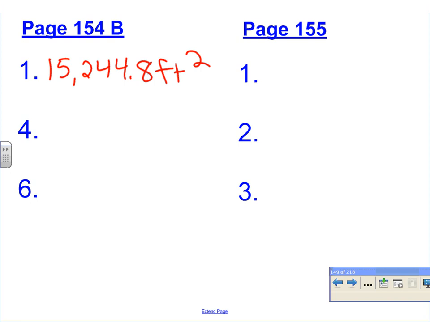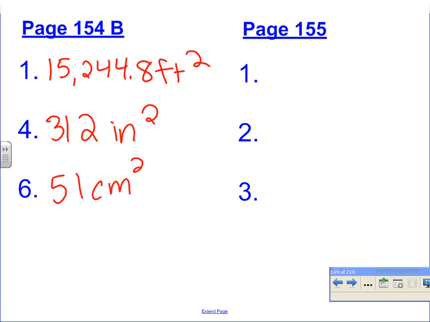Okay, how about number 4, Camille? Good, 312.4 inches squared. I had just 312. Either way is fine. Skylar, number 6. Good job. About 51 centimeters squared. If you have a decimal, that's fine. Okay, I'll come back to questions on that. Let's go over 155 first, since I have it all up here.